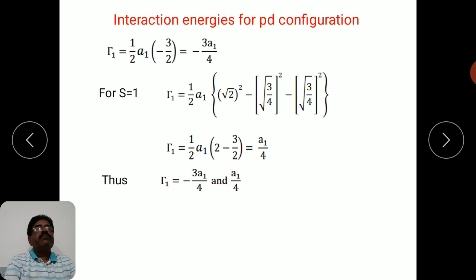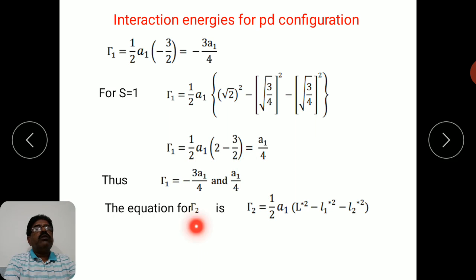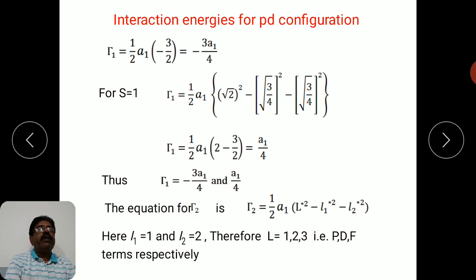Okay, so the equation for gamma 2 is equal to 1/2 a2 [L*² − L1*² − L2*²], and here L1 is equal to 1, L2 is equal to 2. Therefore the L values run from L2 + L1 down to L2 − L1. So 2 + 1, that is 3, and 2 − 1, that is 1. So from 1 to 3, all the values of L are involved here, and they represent the terms P, D, F according to the value of L, that is 1, 2, 3.